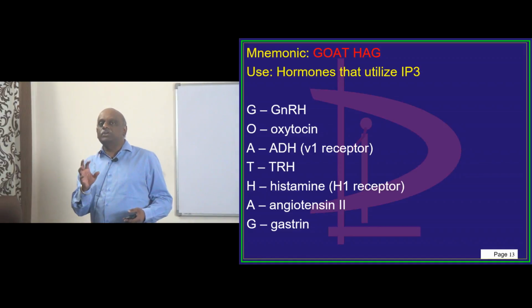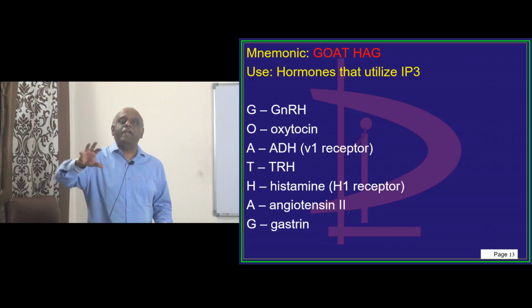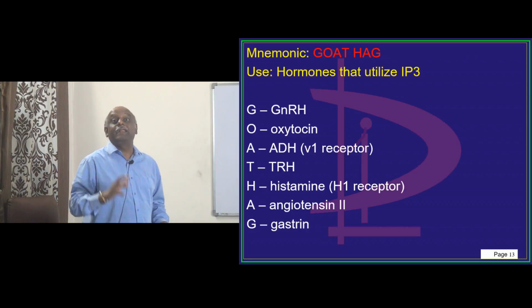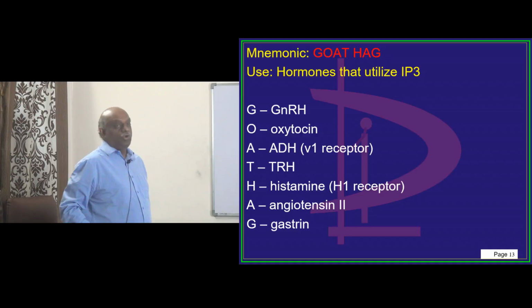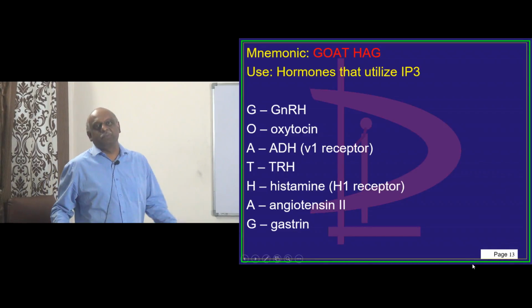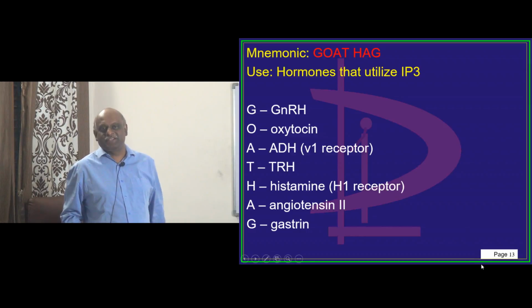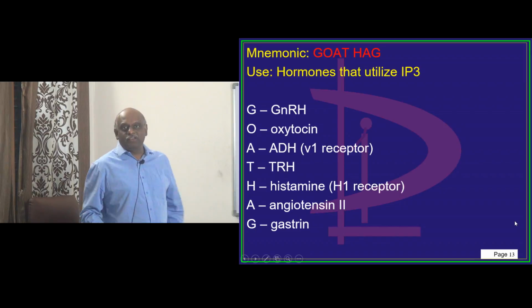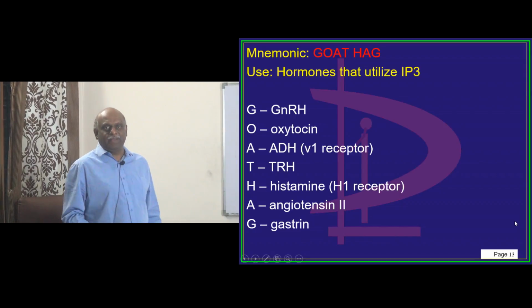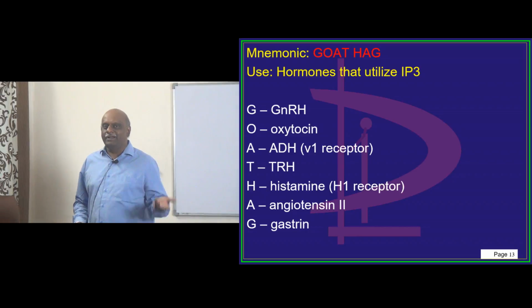What are those hormones that utilize inositol triphosphate as a secondary messenger? GOAT HAG is the one, some stupid way to remember, but it's a very popular thing among all the USMLE students. But in the Indian entrance, our Indian MLE, NEETPG, they also ask this: where is IP3, whose secondary messenger is it.